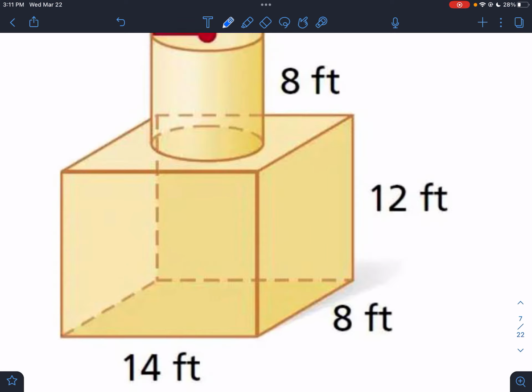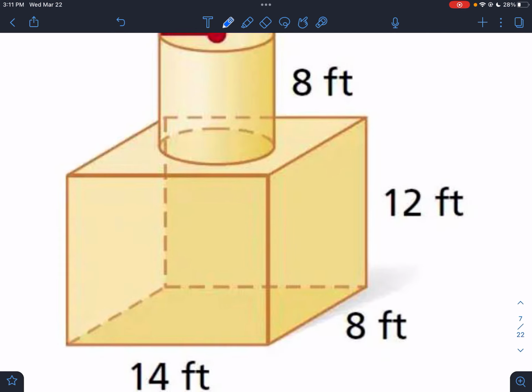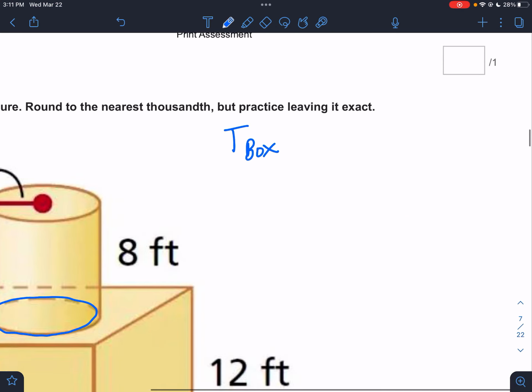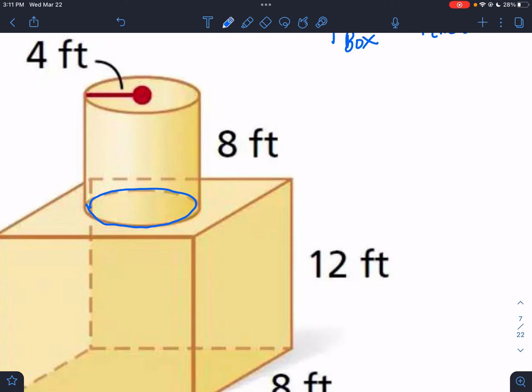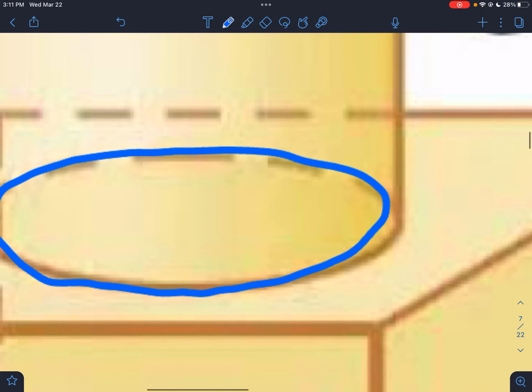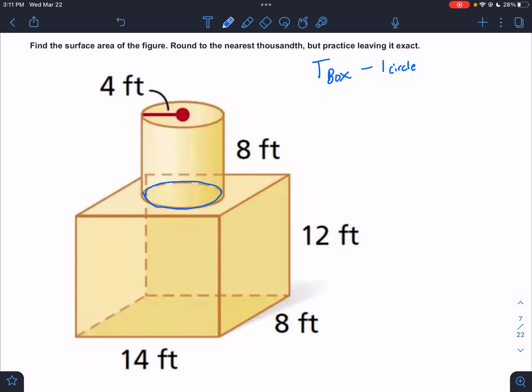Right, we have this box. That would be the front, back, left, right, and top. Well, on the top, we have a circle missing. So if I do the total of the box, I need to make sure I do minus one circle, because that circle is not a surface. Remember, we're talking about surfaces. If you were painting this shape, could you paint that circle? No, it's not a surface.